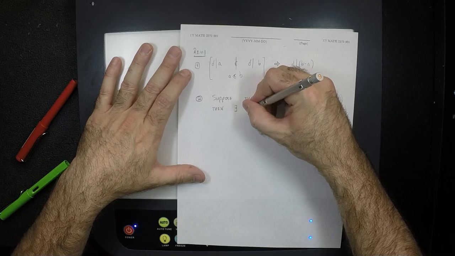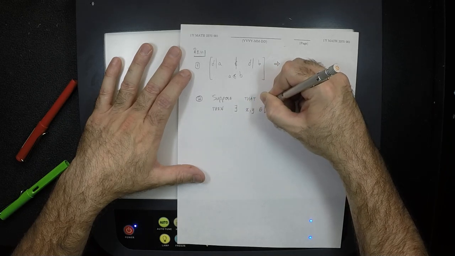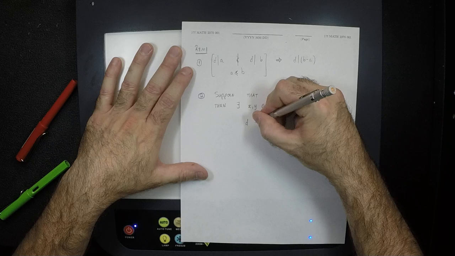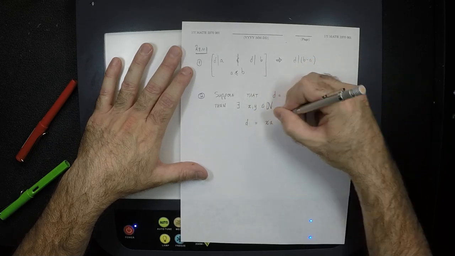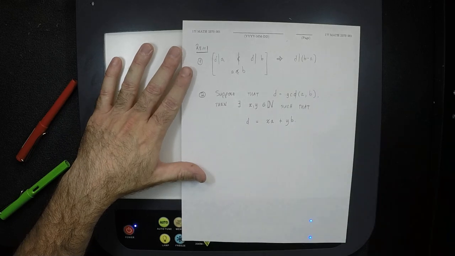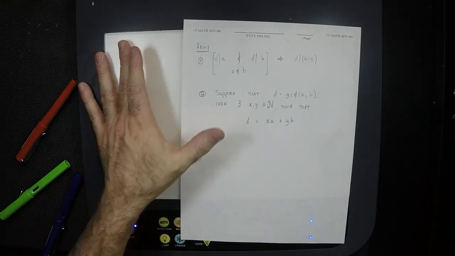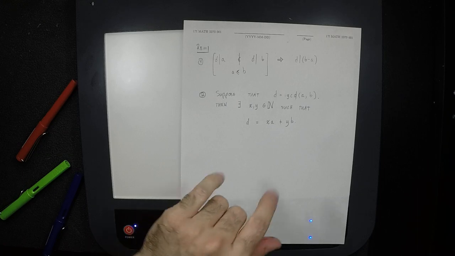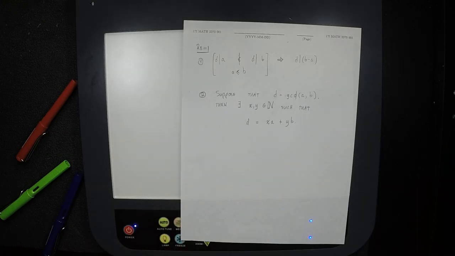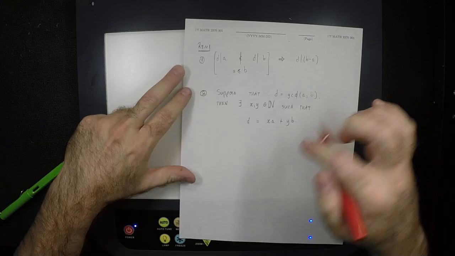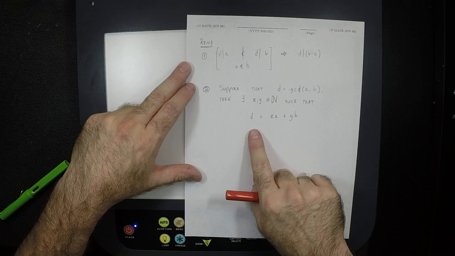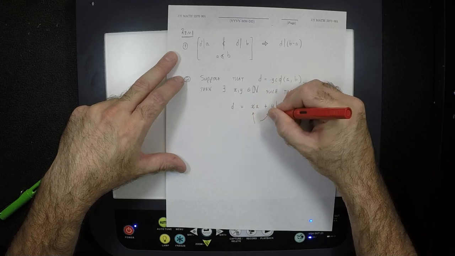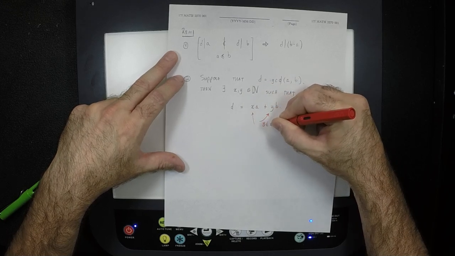Then there exist naturals X and Y such that the greatest common divisor can be written as XA plus YB. So for those of you who have taken or are taking a number theory course, what is this result called? Or alternatively, what are the names for X and Y? It's coprime if D is 1, A and B would be coprime if D were 1. But what are the names for X and Y? No takers? Okay, so these are called the Bézout coefficients.